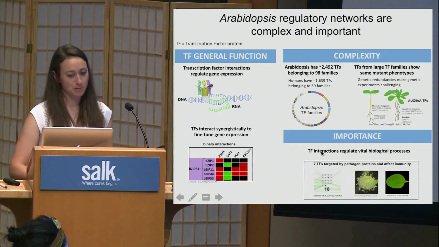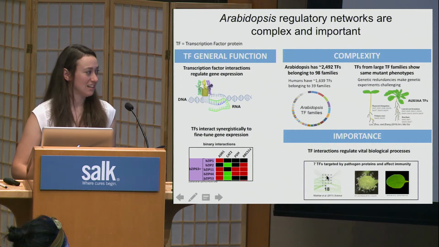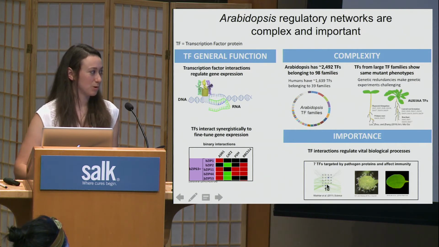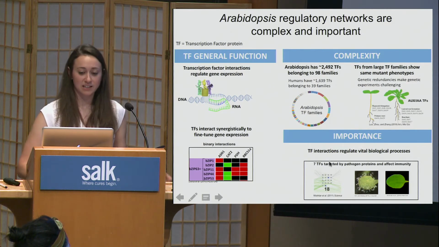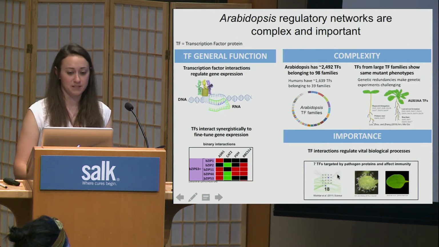Okay, and they're also really important. So we saw earlier that there were these 18 proteins targeted by the pathogen that affected the immunity, and it turns out that 7 of these proteins are actually transcription factors.